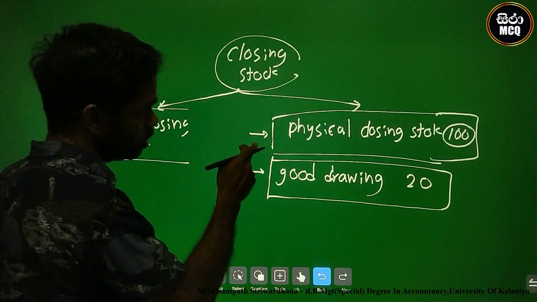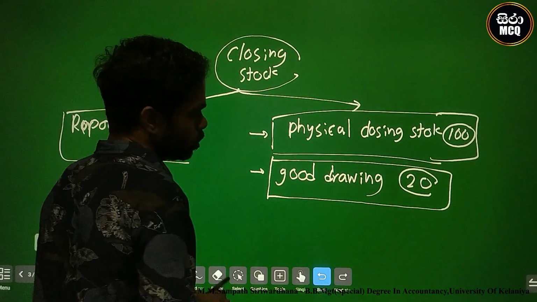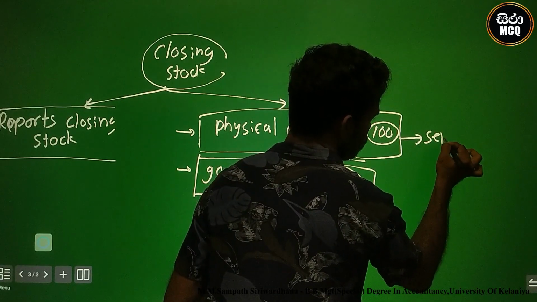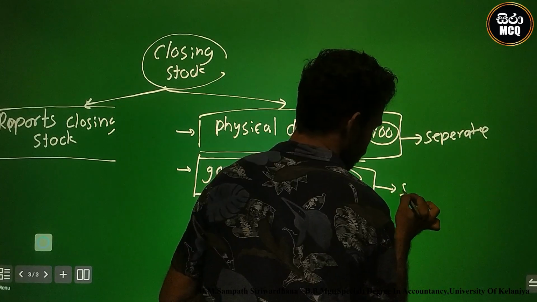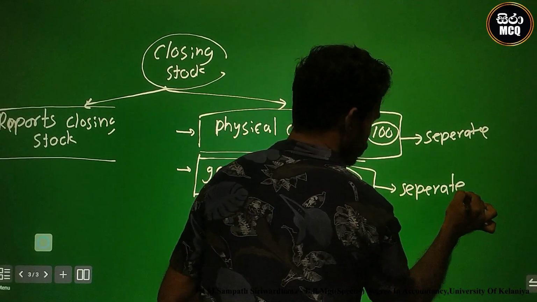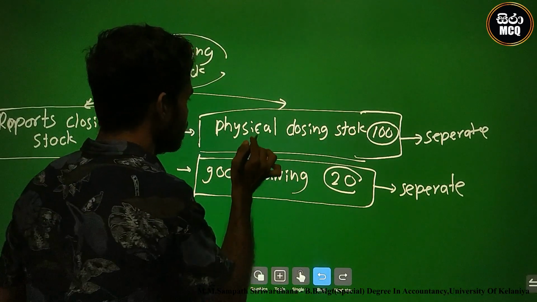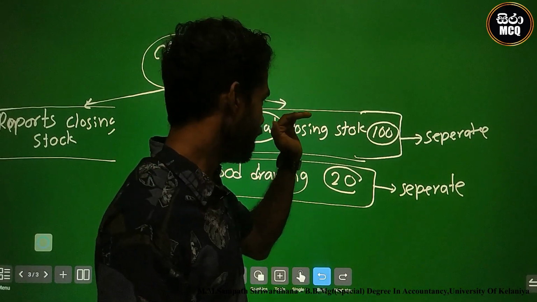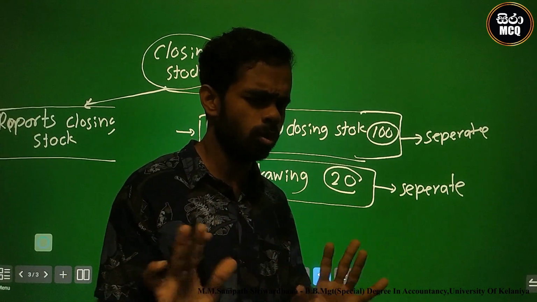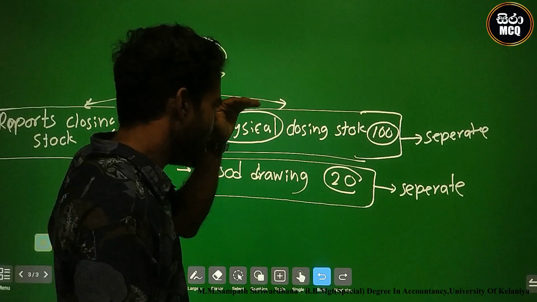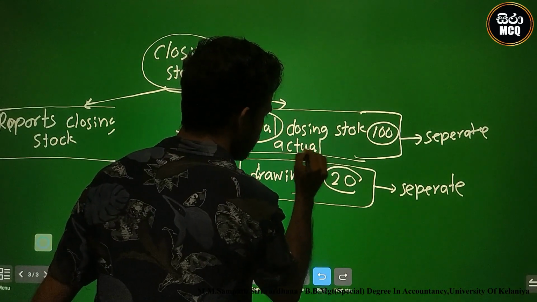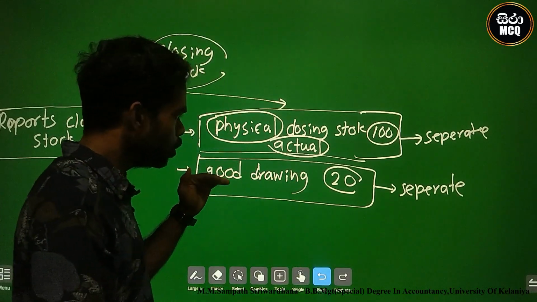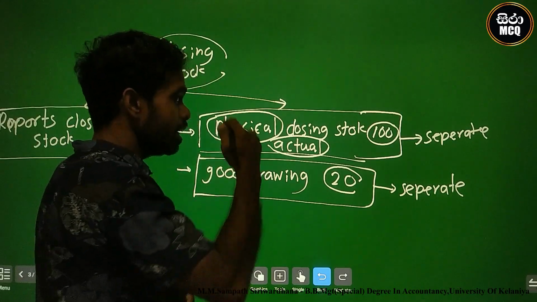At this time, the physical closing stock and the goods drawings are separate persons. Separate, there is no mixing. Why? Physical closing stock means the actual remaining stock after the drawings. Physical closing stock means actual closing stock. At this point, there are no drawings in the physical stock.